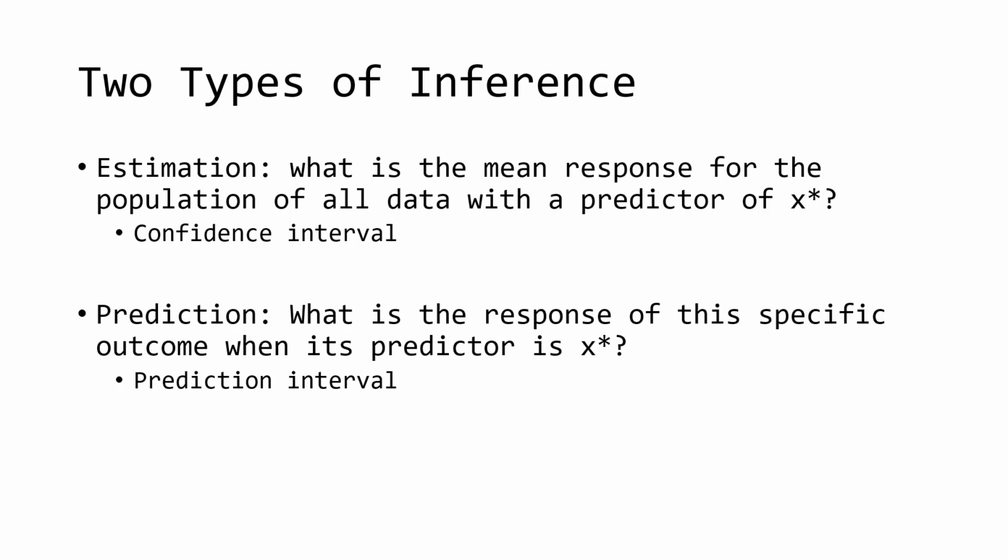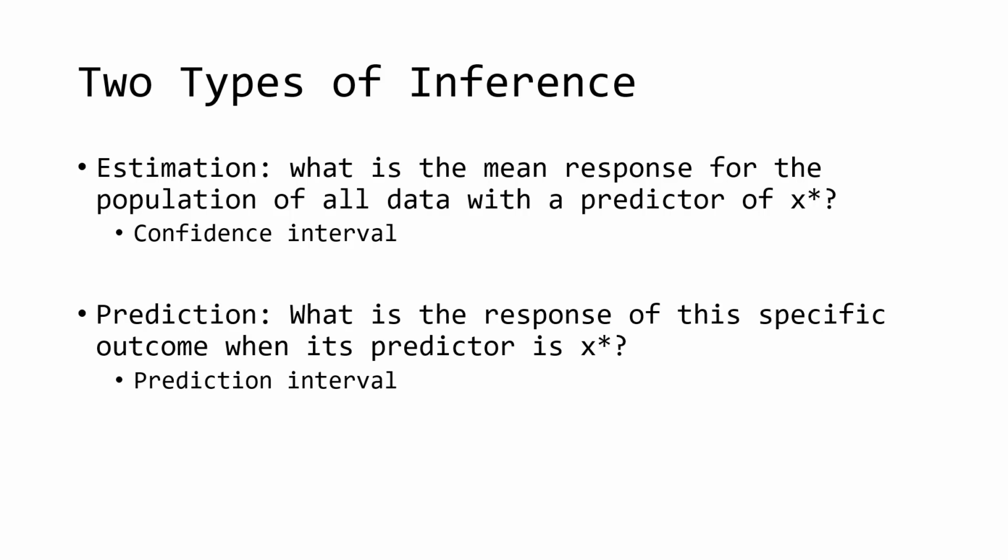However, the model still contains uncertainty because unless our model r squared is 1, there is still unexplained variability in our response variable. There are two things we're often interested in understanding once we've fit and checked our model. The first is the question of estimation. This asks, what is the mean value of the response variable y for the entire population that has a predictor value of x star? We're uncertain about the true value because of uncertainty in the parameters in our model.